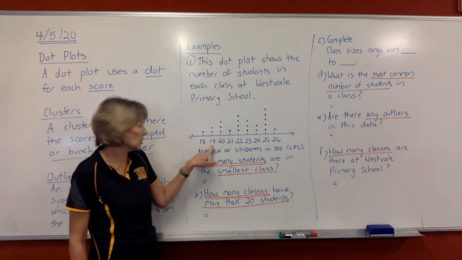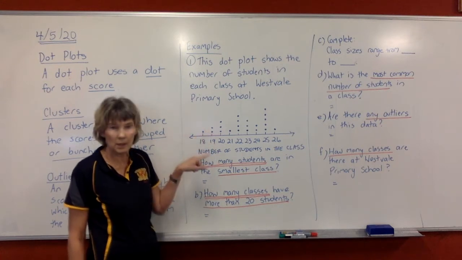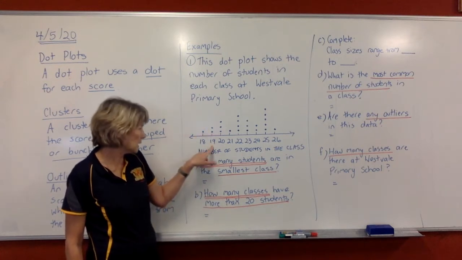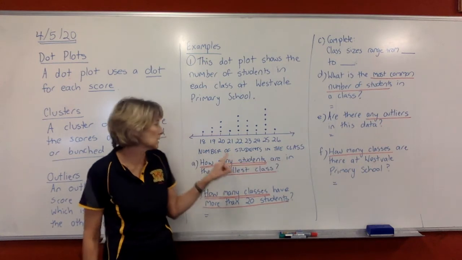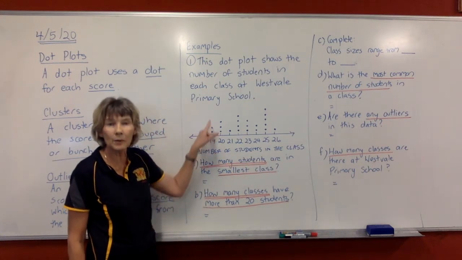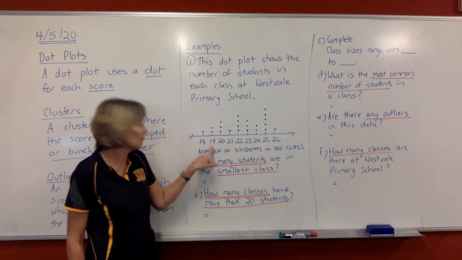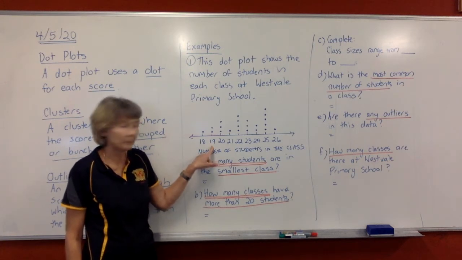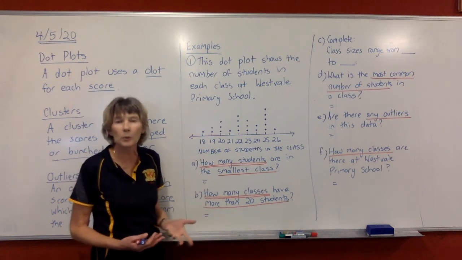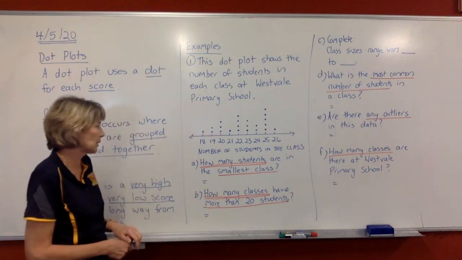This next one says 19 and we have two dots there. So we've got 19 students in the class and we have two dots. That means we have two classes that have got 19 students in them. Okay, so you need to try and understand what it's all about first. Now we're going to attempt the questions.